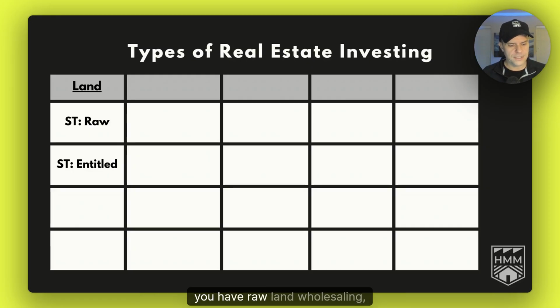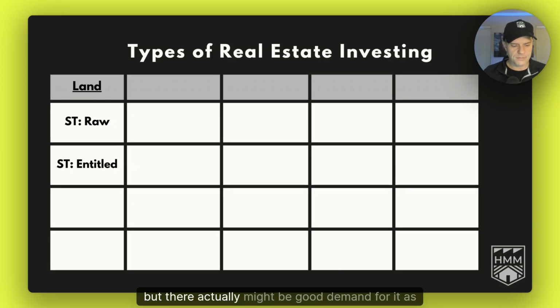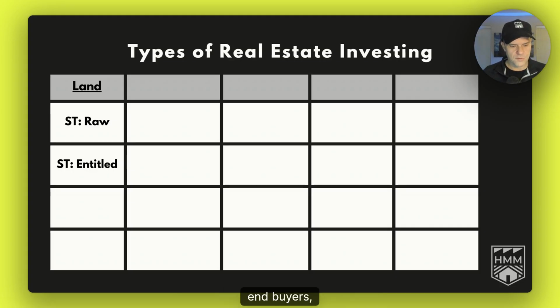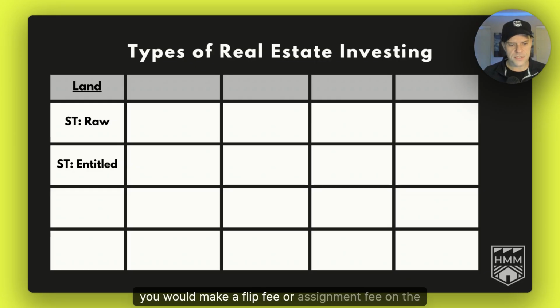First, you have raw land wholesaling, which is similar to wholesaling houses, as you are acting as a middleman to buy a piece of land from the current owner, who does not really have development plans for it, but there actually might be good demand for it as a piece of land to build a house. So when you have this property, you will also have end buyers, hopefully, that might be interested in the development of land in general, and then specifically this piece of land. And so by contracting it from the seller to the buyer of the property, you would make a flip fee or assignment fee on the land, just like wholesaling houses.